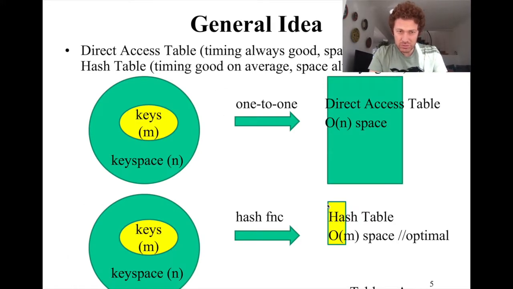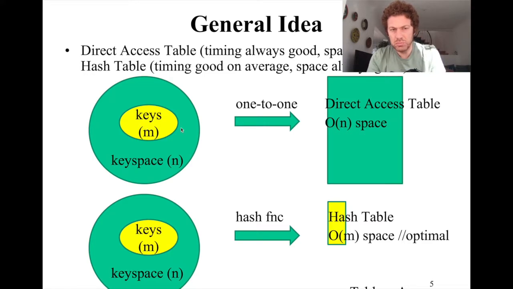Direct access table: first of all, the green part here is the key space of all possible keys. In a direct access table, I literally have a one-to-one correspondence between each key in the key space and a slot in this table. So the size is huge. If I have n possibilities of keys, and n is very huge, like if we are talking about 32-bit integers, then this size is 2 to the 32, right? This is huge.